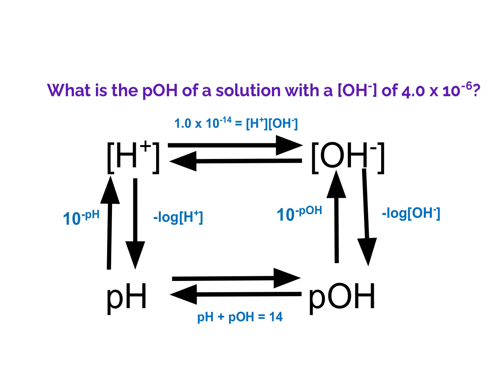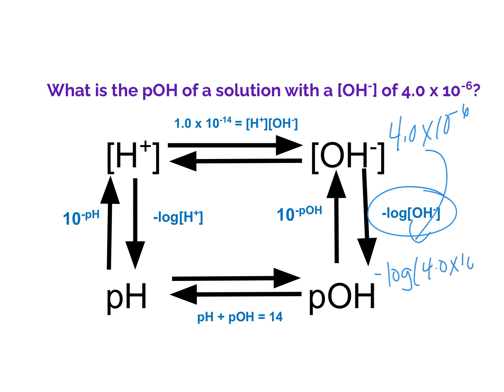For this one, we're starting out with 4.0 times 10 to the negative 6, and then we want to find the pOH. So we're going to do negative log of the OH. So that's negative log of my 4.0 times 10 to the negative 6, and you should get your pOH with 2 sig figs to be, I'm sorry, that's a 5.4.